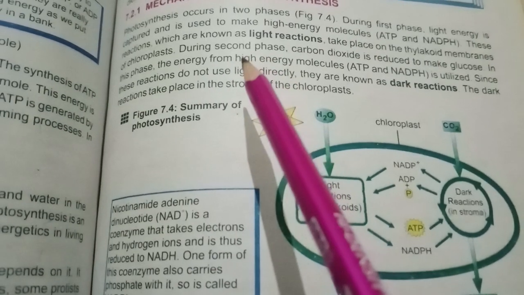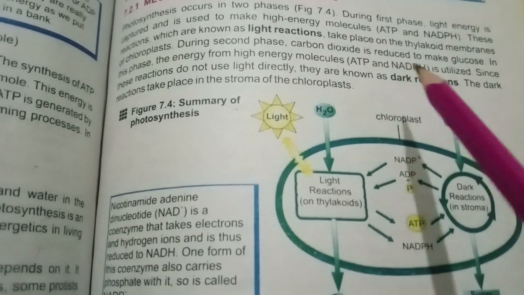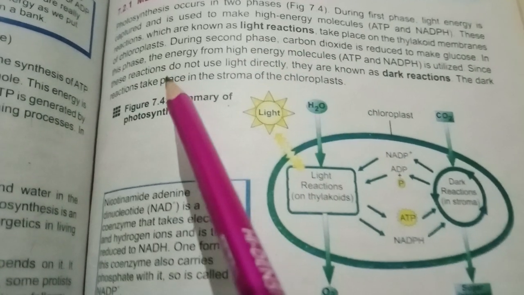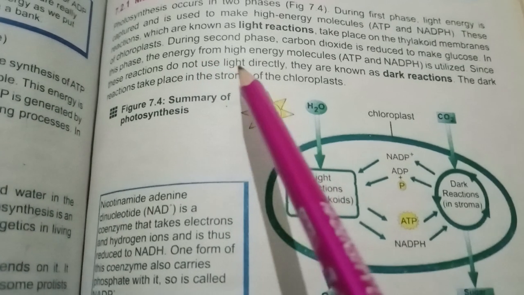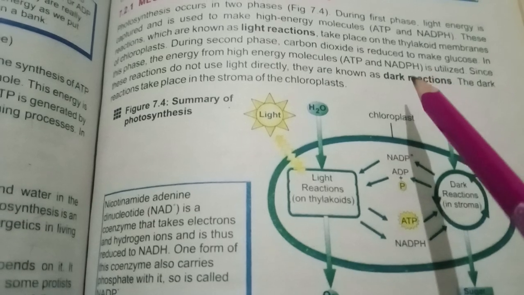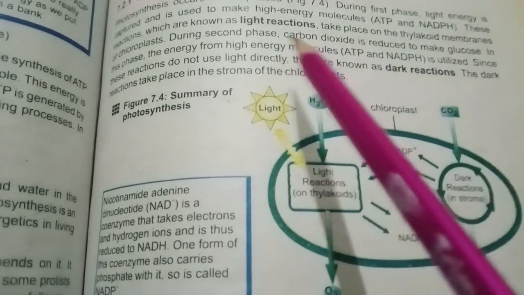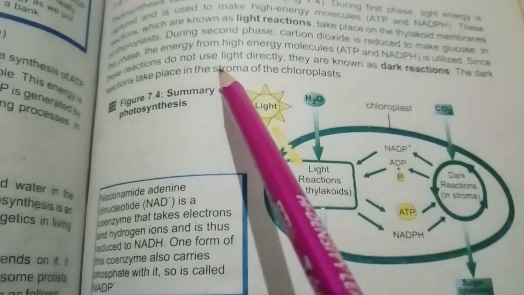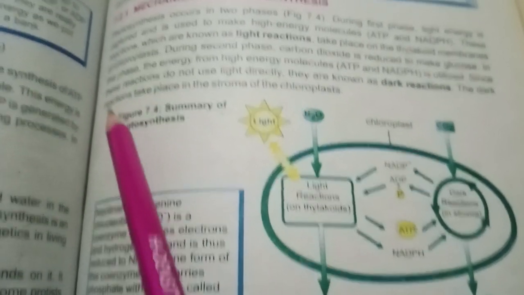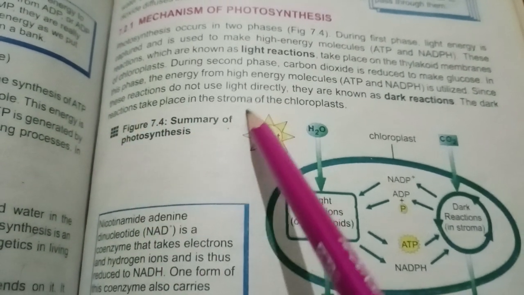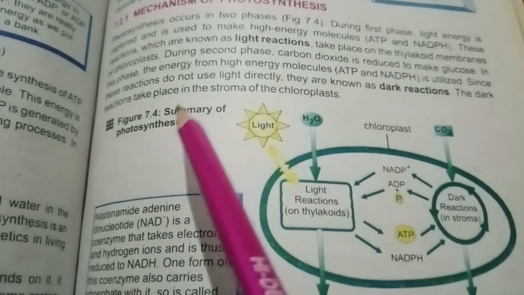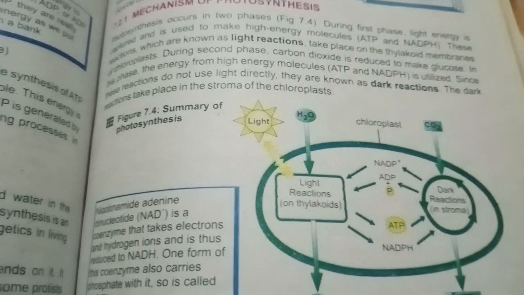During the second phase, carbon dioxide is reduced to make glucose, because carbon dioxide is used in making the glucose for the plant. In this phase, the energy from the high energy molecules ATP and NADPH, which are made in the light reaction, is utilized. Since these reactions do not use light directly, they are known as the dark reaction. The dark reaction takes place in the stroma of the chloroplast, and chloroplasts are found in the leaves and the mesophyll cells.